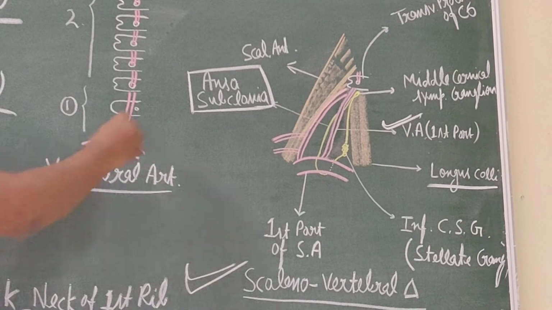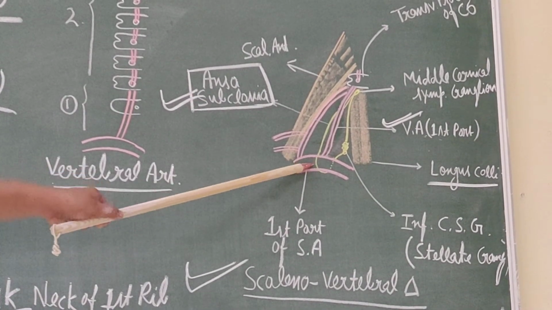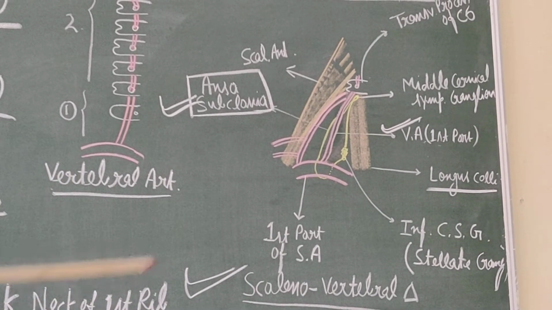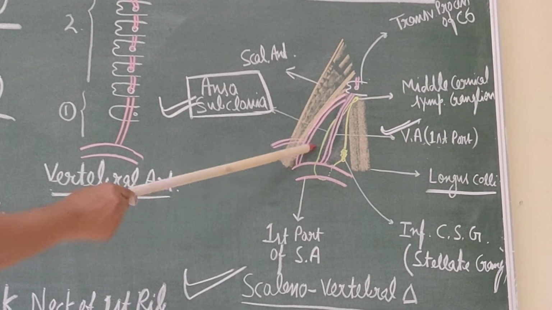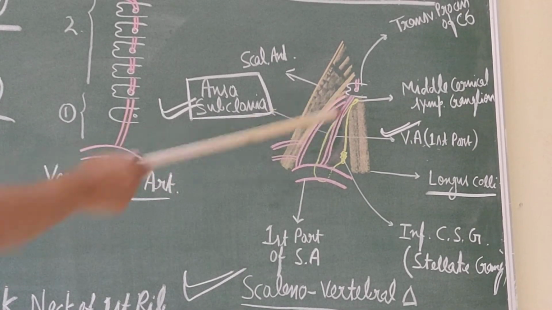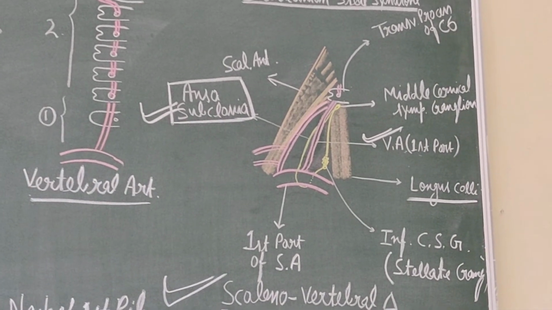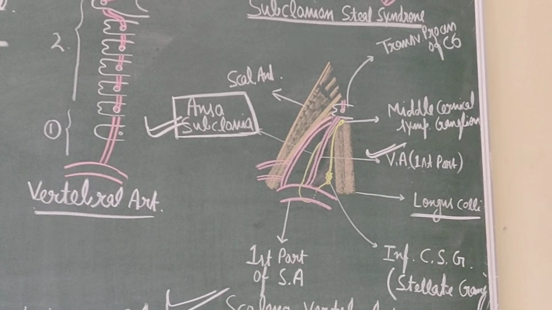This is known as the ansa subclavia, which forms the loop on the first part of the subclavian artery. It comes posterior, then below, then anterior, and connects these two ganglia. This nerve loop is known as the ansa subclavia. So, this is about the scapulovertebral triangle.